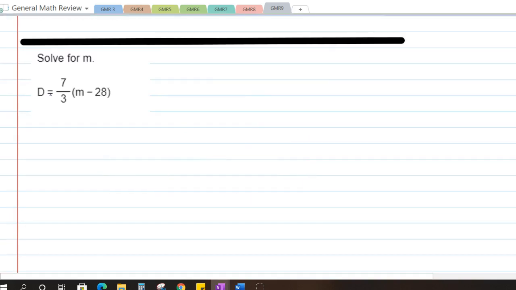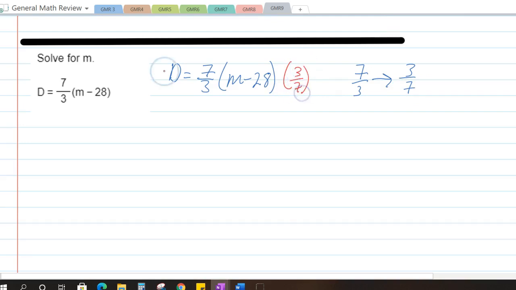One more problem with fractions. D equals 7/3, M minus 28. We simply need to solve for M. The first thing I'm going to do is rewrite my equation. Now, in order to get rid of the 7/3, I need the reciprocal. So again, we know that the reciprocal flips a fraction upside down to 3/7. I'm going to multiply both sides by the 3/7. Whatever I do to one side, I have to do to the other.